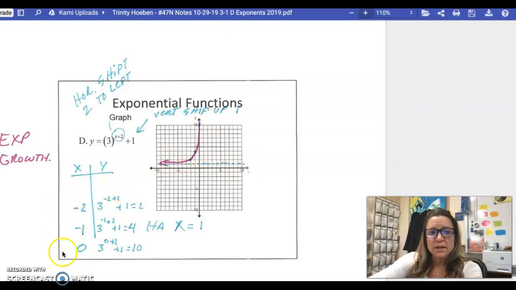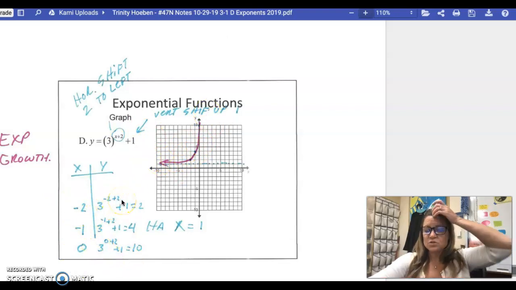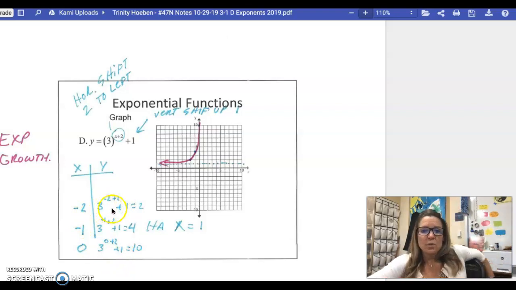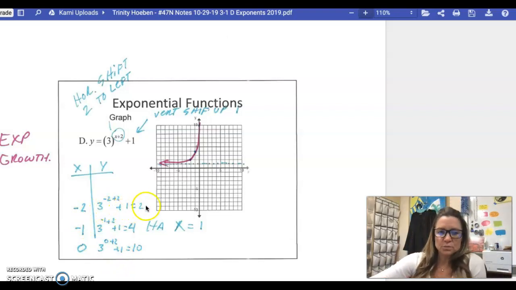And then you can plug in different numbers to see what's happening with your graph. So if you plug in a -2, -2 + 2 is 0. 3 to the 0 power is 1. 1 + 1 is 2. If you plug in a -1, -1 + 2 is just 1. So 3 to the first power is just 3. 3 + 1 is 4. If you plug in a 0, 0 + 2 is 2. So 3 squared is 9. 9 + 1 is 10.